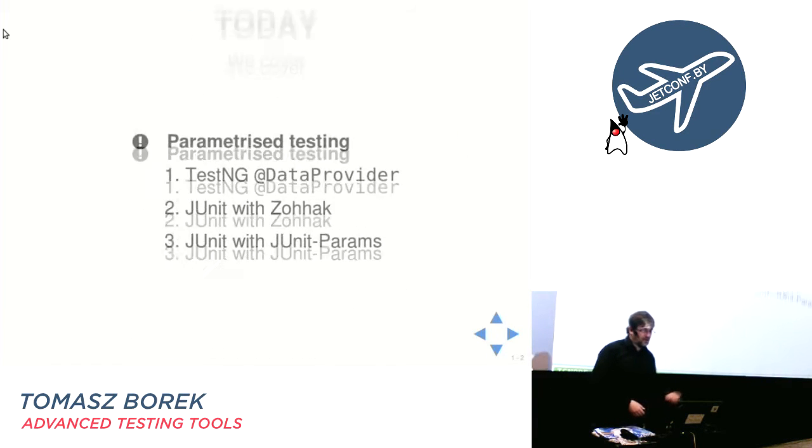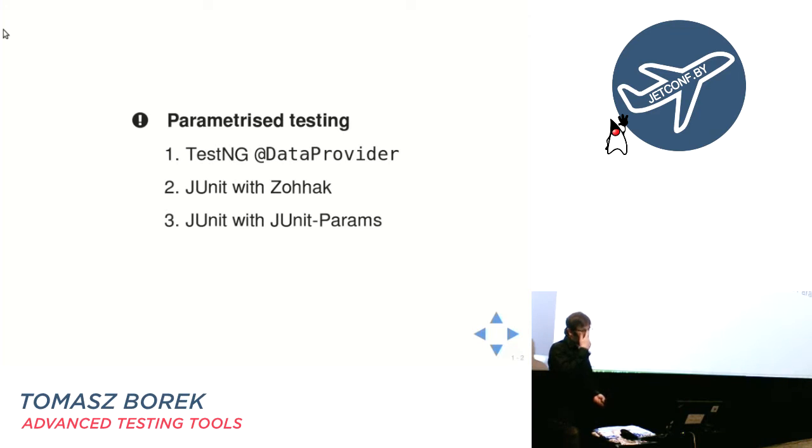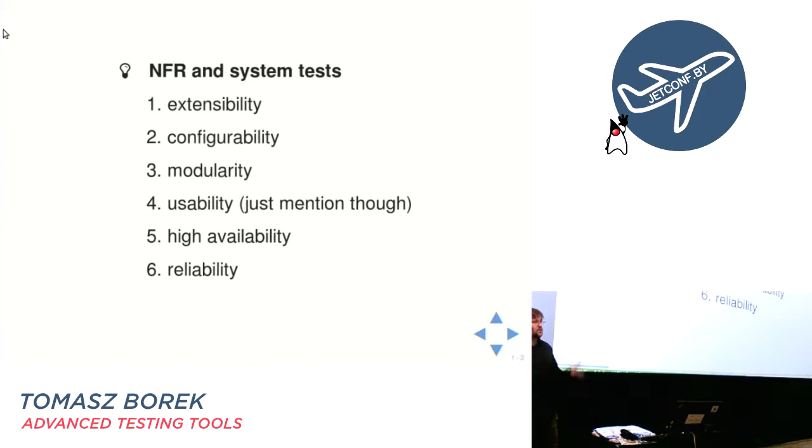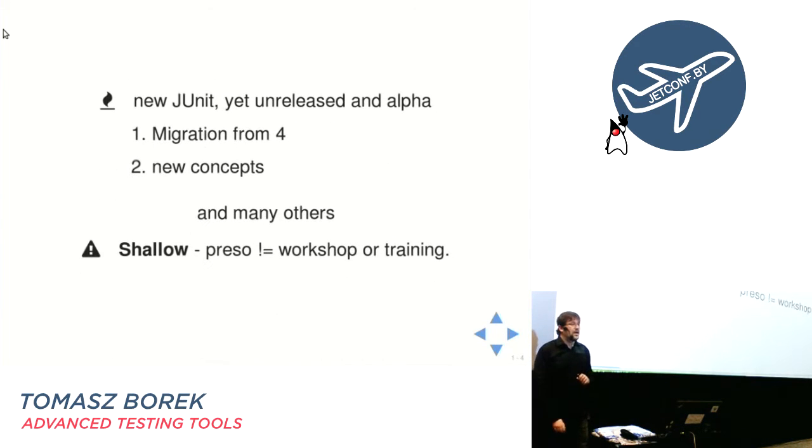Now, today we cover parametrized testing in a number of ways. We cover non-functional requirements, aka system testing, for all the following things here. It's very weak, but you can see it, right? This annoying red dot which jumps all over the place. And then there is the new JUnit and many other tools. We have more than 11 tools, so forgive me for being brief on each of them.